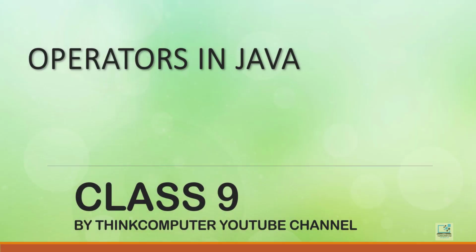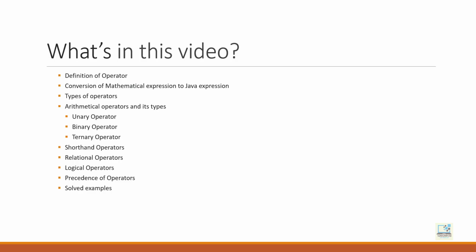Hello everyone, in this video I will explain about operators in Java. So what's in this video? Definition of operator, conversion of mathematical expression to Java expression, types of operators, arithmetical operators and its types, unary operator, binary operator, ternary operator, shorthand operators, relational operators, logical operators, precedence of operators and solved examples.